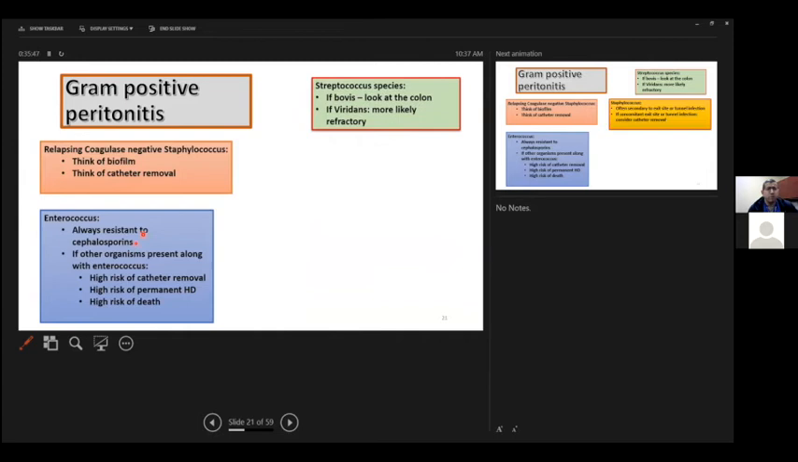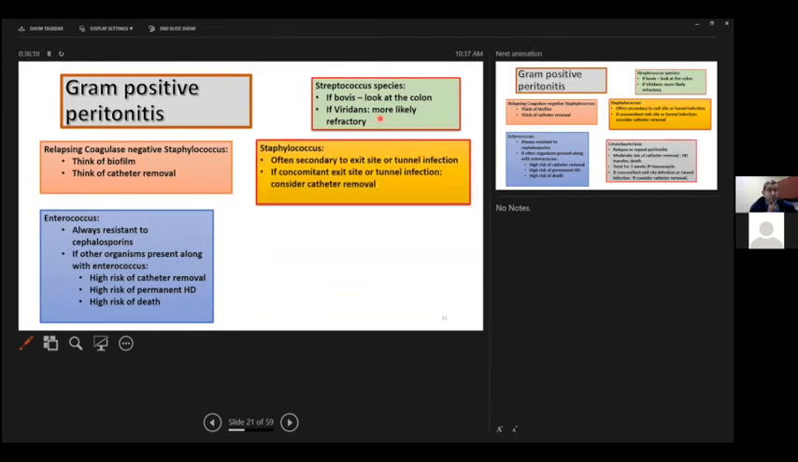What if it is strep bovis? Obviously, from our medicine knowledge, look at the colon, there must be some malignancy. Or else, what if it is strep viridans? This is from the oral or genital tract, right? And it's more likely to be refractory. You may want to treat it for a longer period of time, depending on whether the fluid becomes clear or cloudy or the cell counts have not settled down.